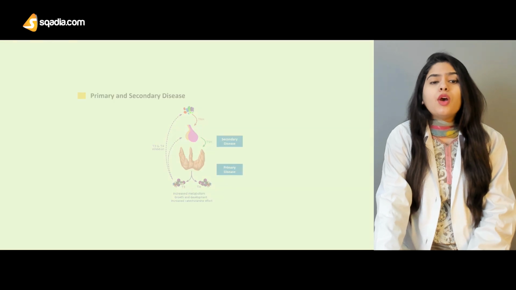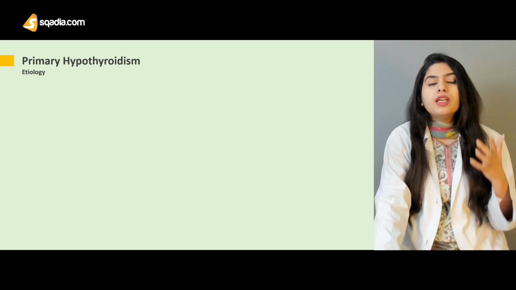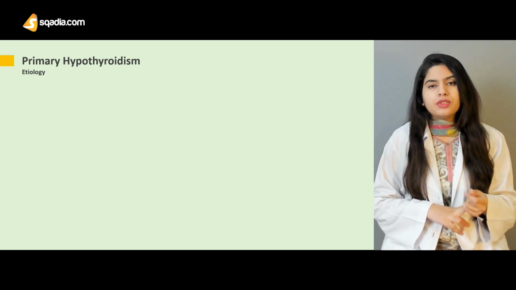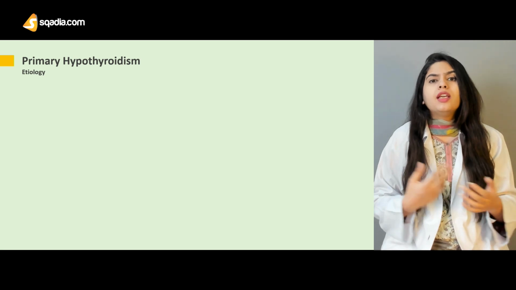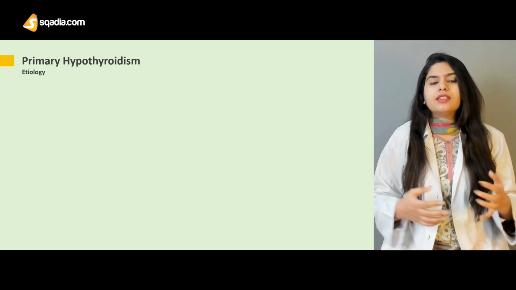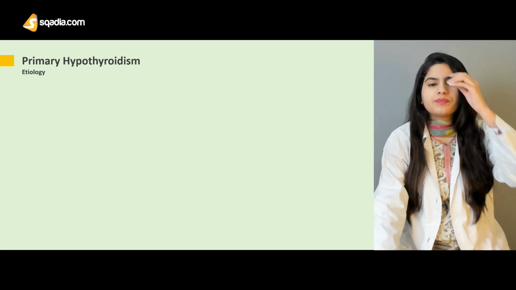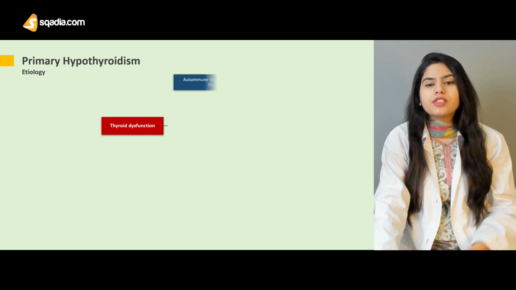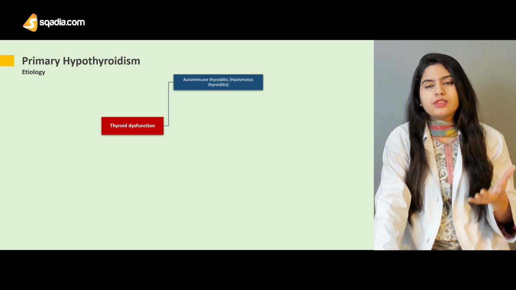Now let's see what some major causes are that cause primary hypothyroidism. As I told you, secondary hypothyroidism is rare and there are only two causes that can lead to it: hypothalamus disease or pituitary disease. In primary hypothyroidism there are a number of causes, including thyroid dysfunction. Now, this thyroid dysfunction can be due to autoimmune thyroiditis or Hashimoto's thyroiditis.